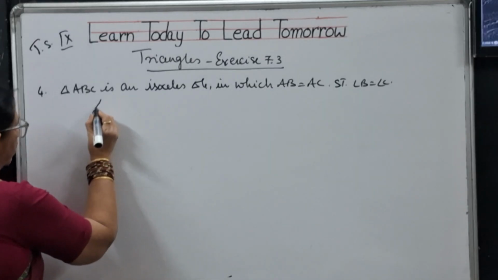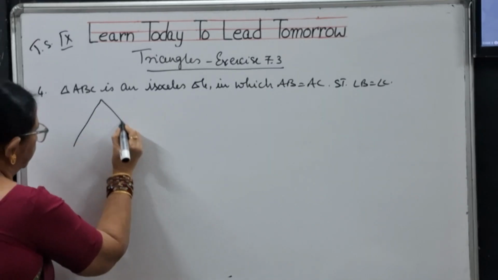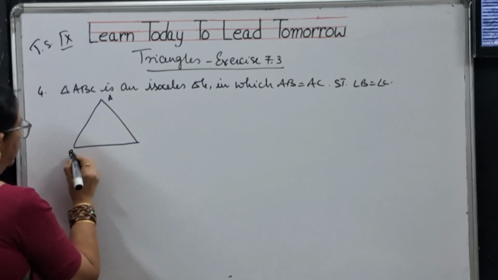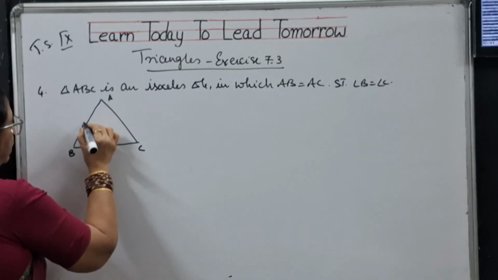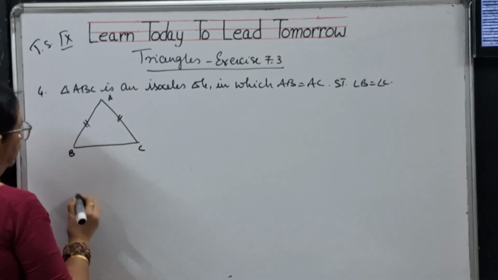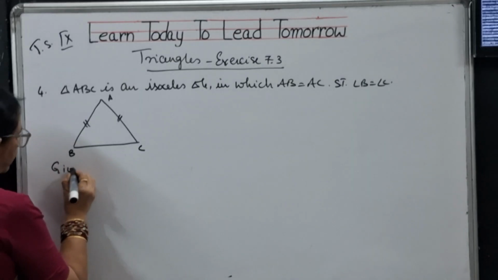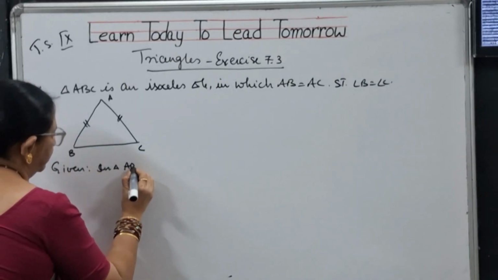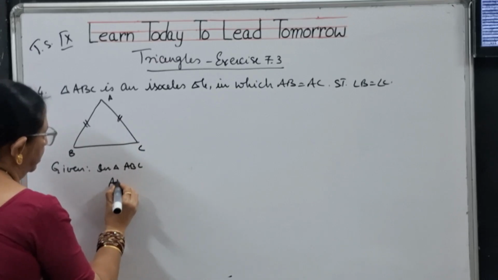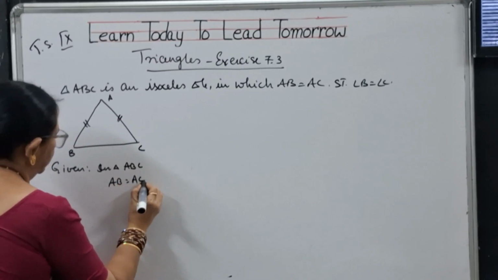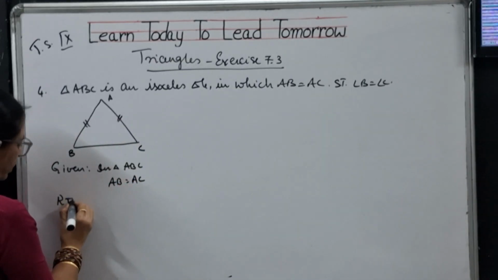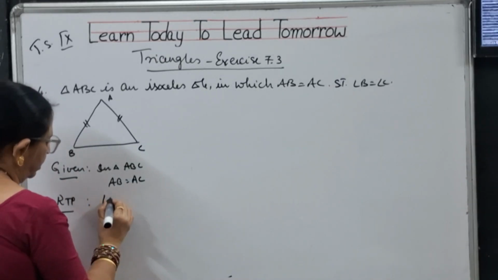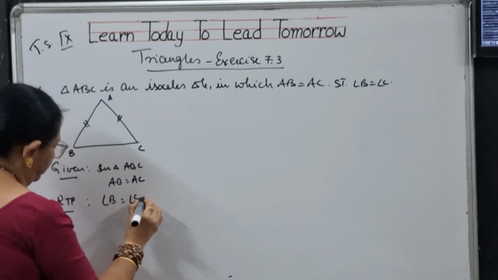So there is a triangle ABC. This is ABC in which AB is equal to AC. So what is given to us? They have given in triangle ABC, AB is equal to AC. Now what is RTP? They are asking us to show that angle B is equal to angle C.